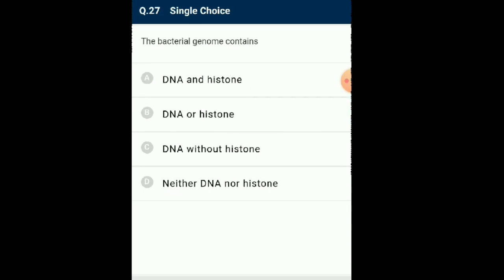Question number 27. The bacterial genome contains. Bacteria are ubiquitous prokaryotes. They occur anywhere: in water, in air, in soil, in all living organisms except the pits of volcanoes, deep strata of rocks, tops of high mountains, and blood of healthy animals. Some thermophilic bacteria can withstand temperatures up to 78 degrees Celsius. So the answer for this question is option C, DNA without histone.